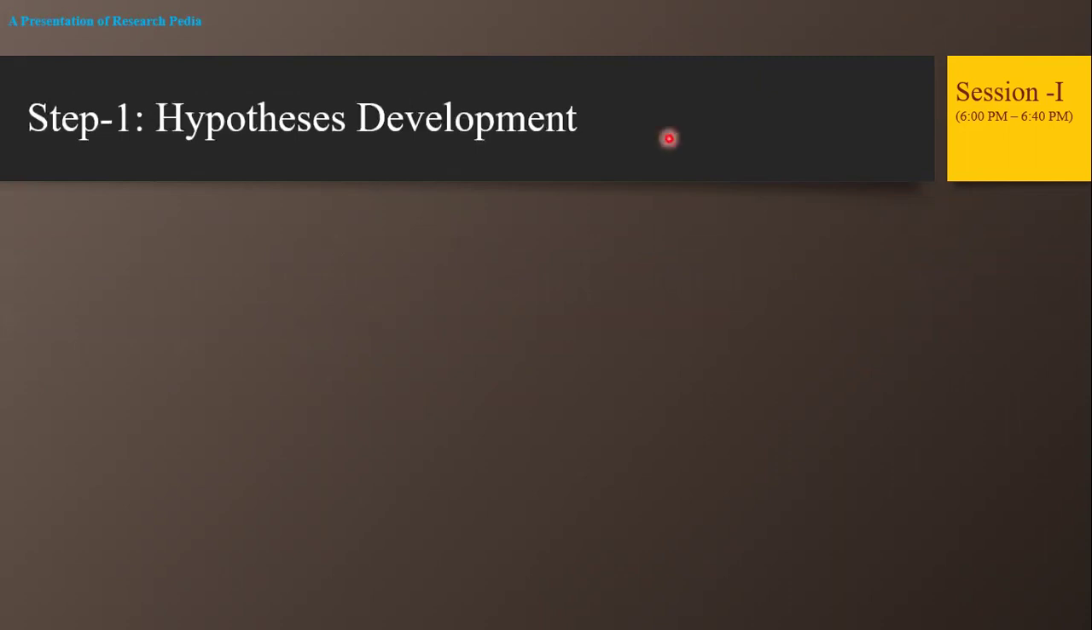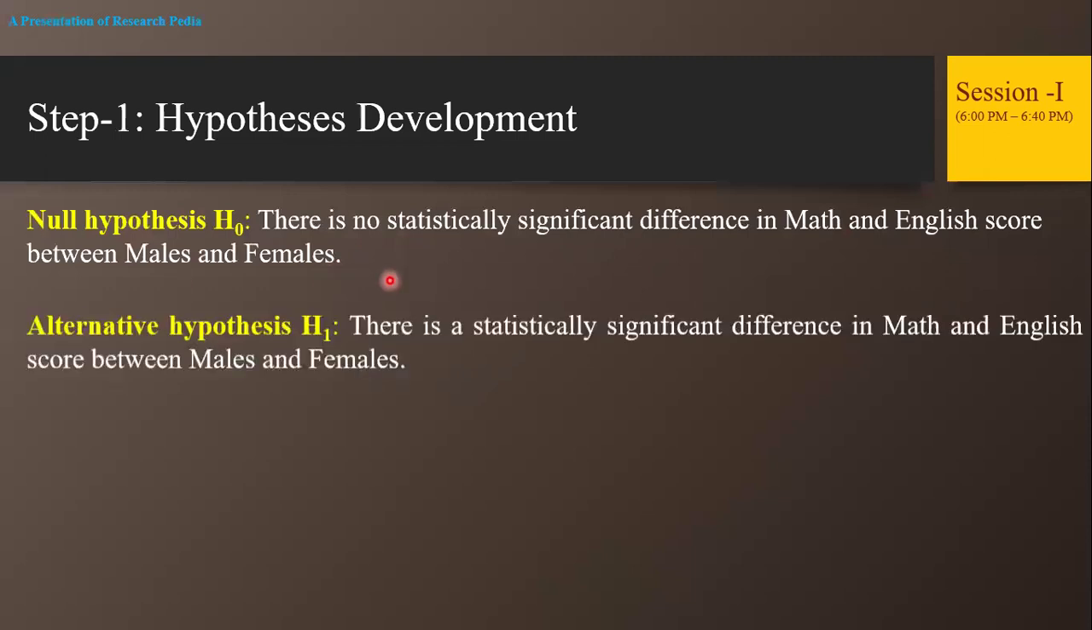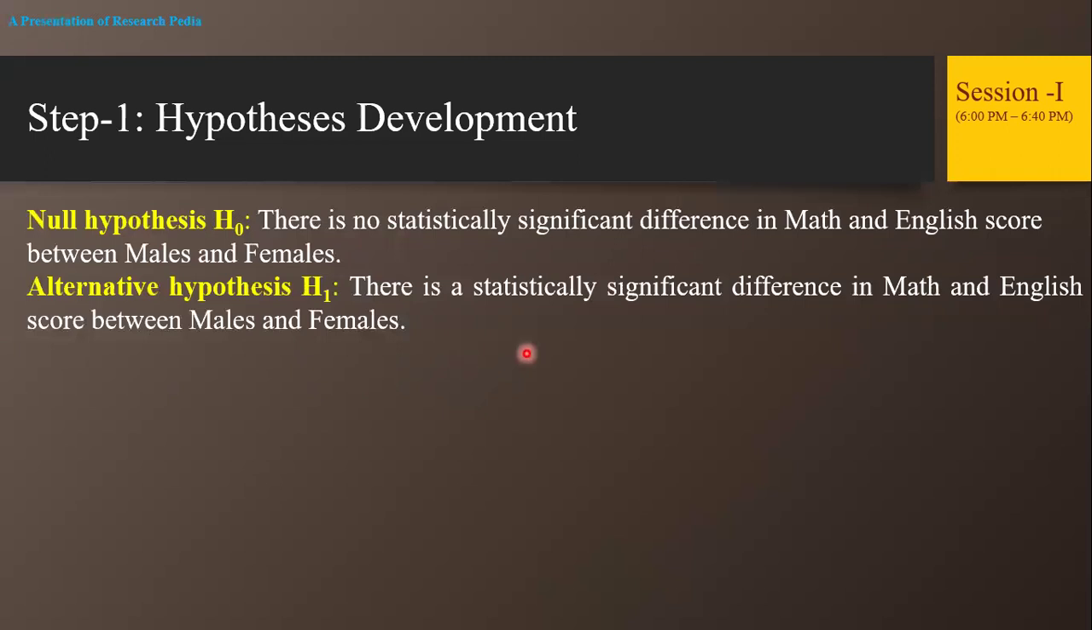So first we need to set up our hypothesis. Our null hypothesis is there is no statistically significant difference in math and English score between male and female. The alternative hypothesis is there is a statistically significant difference in math and English score between male and female. So this is basically the construction of statistical hypothesis. Like if we consider that there is no statistical difference between the first group and the second group, and if we consider that there is a significant difference between the first and second group, we may state the hypothesis like H1.